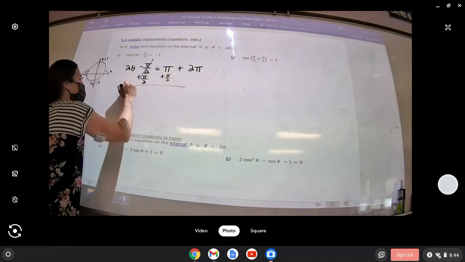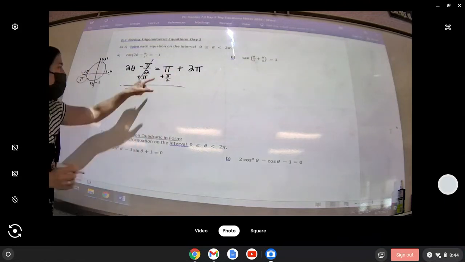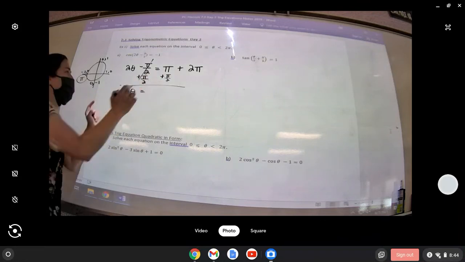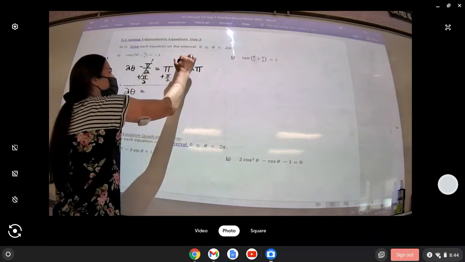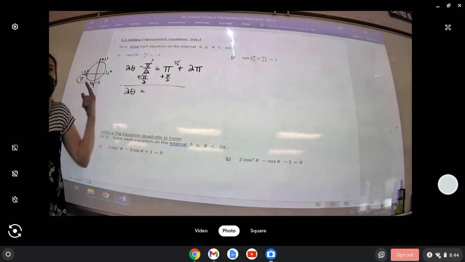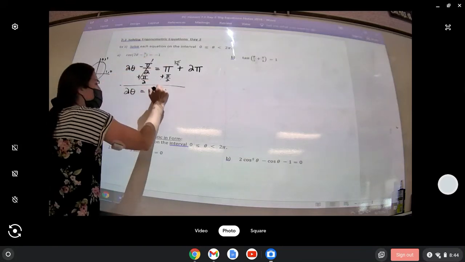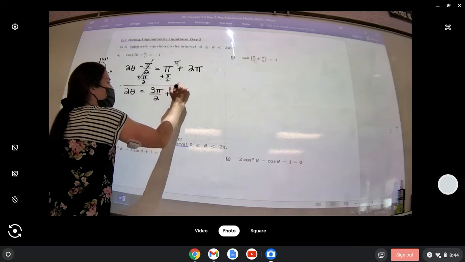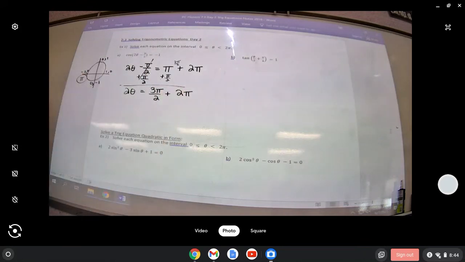And what do we get? We get 2 theta equals, well, guys, pi plus pi over 2. This is 2 pi's over 2. So 2 pi's over 2 plus 1 pi over 2 is 3 pi over 2, plus the period of 2 pi. All right, now to get theta by itself, I have to divide by 2.